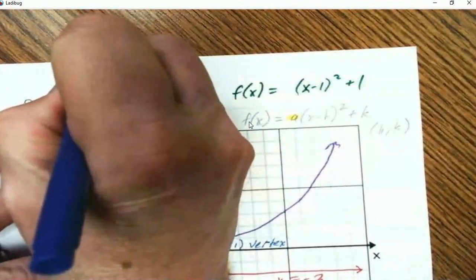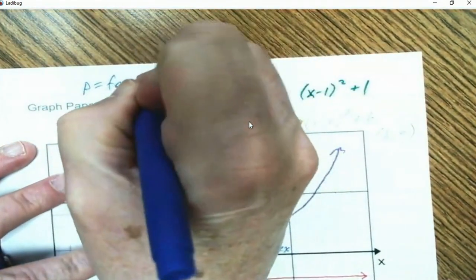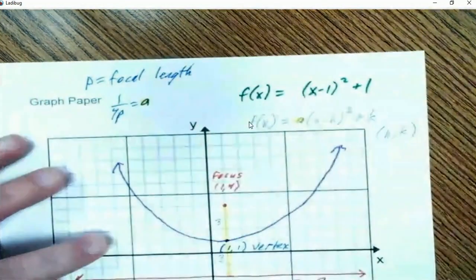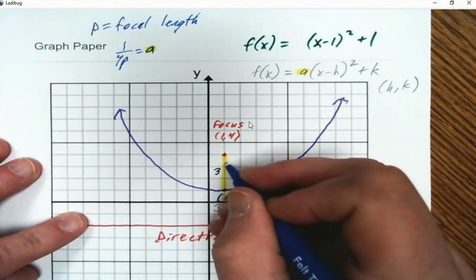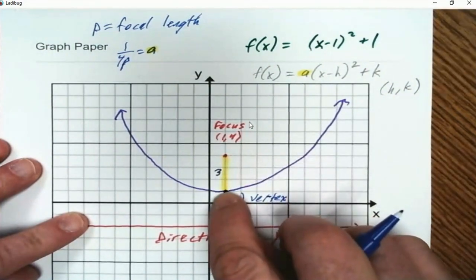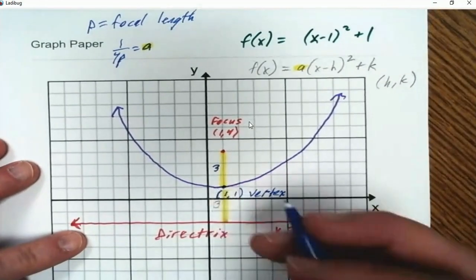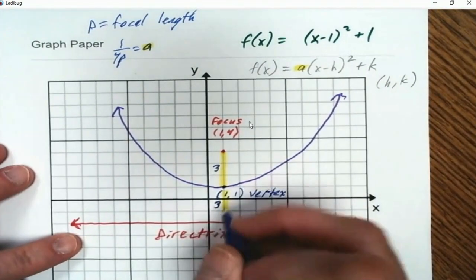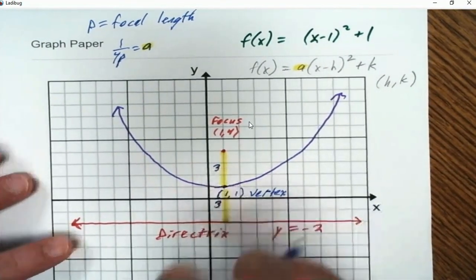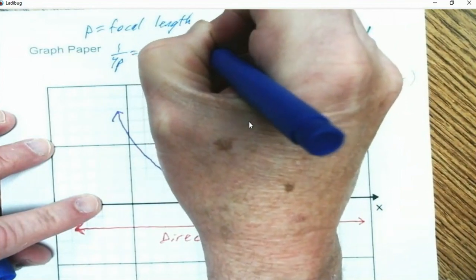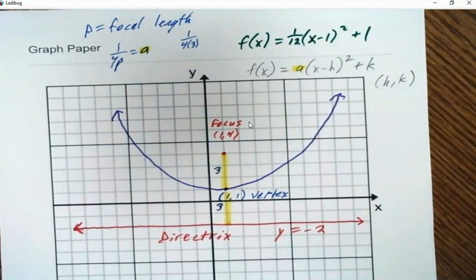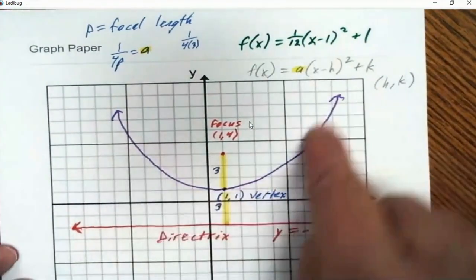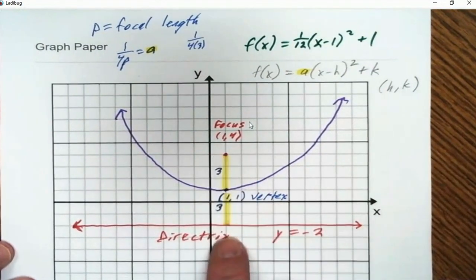p is the focal length. The length right here. This is the focal length. That's how far it is from the focus to the vertex. How far is it from the vertex to the focus? 3. Which is also the distance from the vertex to the directrix, because the vertex is always right in the middle between the two. But 3. So in this case, 1/4 times 3 gives us our a. It's 1/12. So this is the equation of this parabola that will have the focus at (1, 4) and the directrix at y = -2.